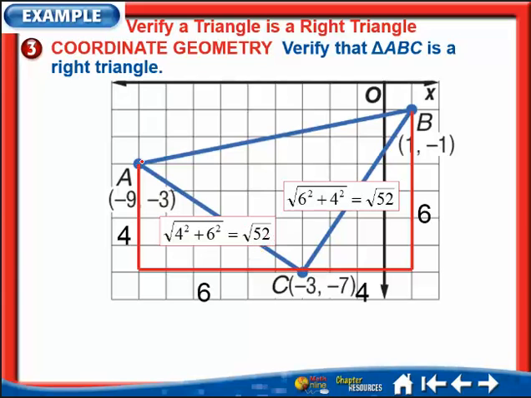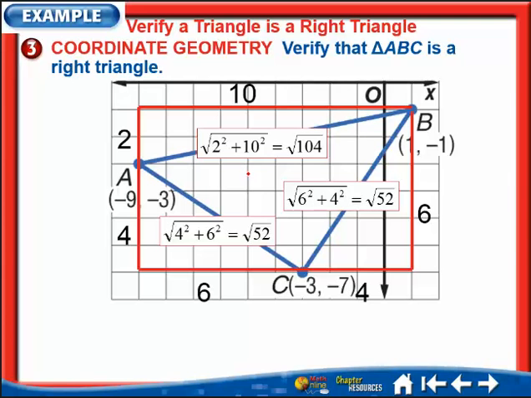Now we're going to do the same thing. We're going to make a right triangle out of this leg. Our distances are 2 and 10, so 2 squared plus 10 squared, 4 and 100. Okay, well, what is 52 plus 52? Is it 104?